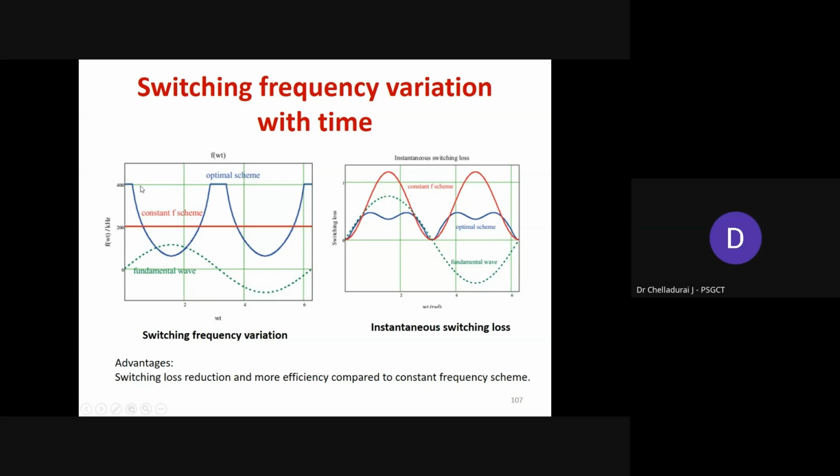The purpose of using this very high switching frequency near zero with respect to the fundamental output voltage is as follows. Suppose the output current is sinusoidal. During this period, the current magnitude is very small, so we can increase the switching frequency. By using this, the efficiency can be drastically changed. Similarly, the instantaneous switching losses can also be modified.